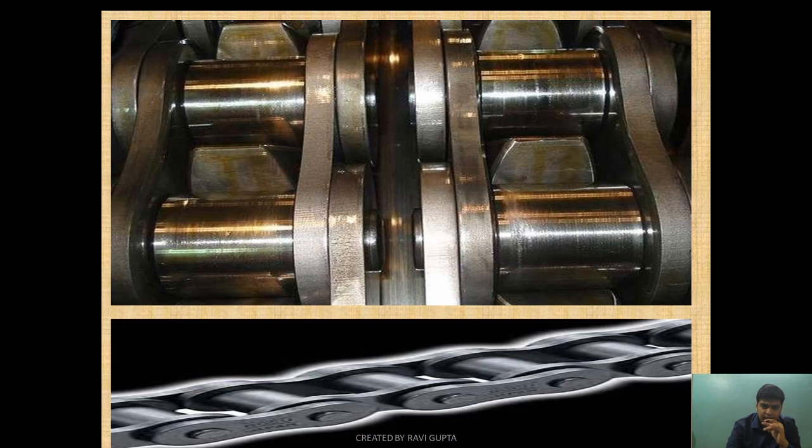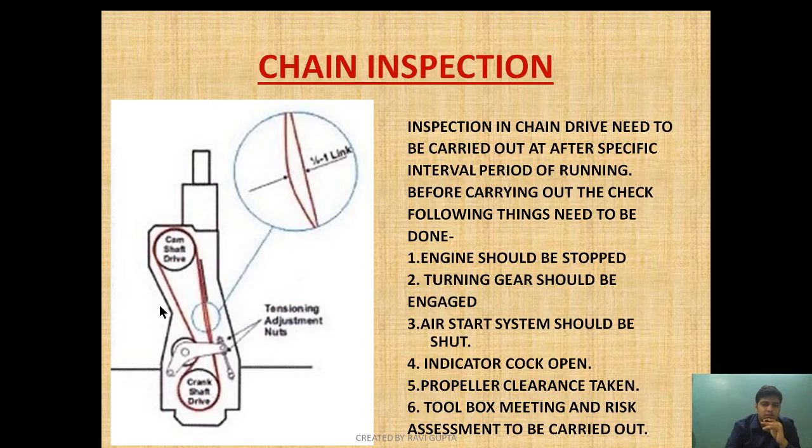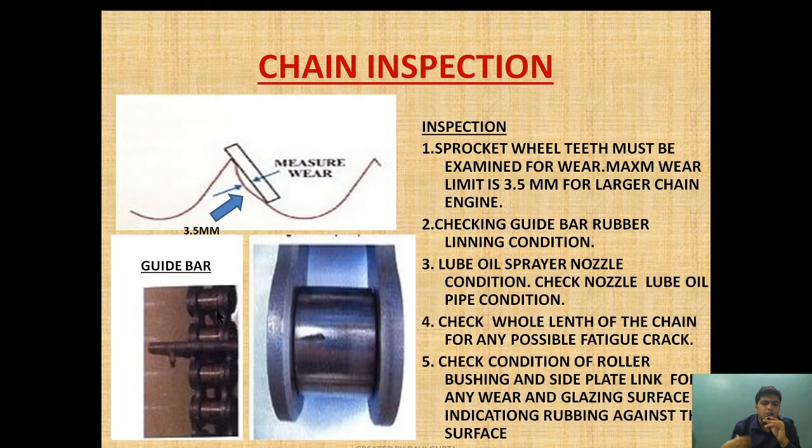After that, we'll check the condition of this pin here. We'll check this sprocket condition. We'll check this bushing condition. We'll check whether this roller has any crack or not. Whether this link pin is cracked or not. So basically, we have to check many things. And after that, we'll check this guide bar here. We'll check this lube spray nozzle here. So basically, this thing we need to continuously monitor after a specific running period of time to ensure that the chain drive is working fine.